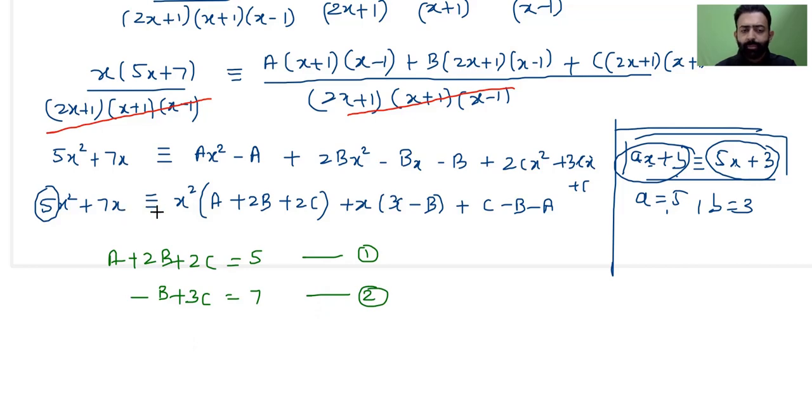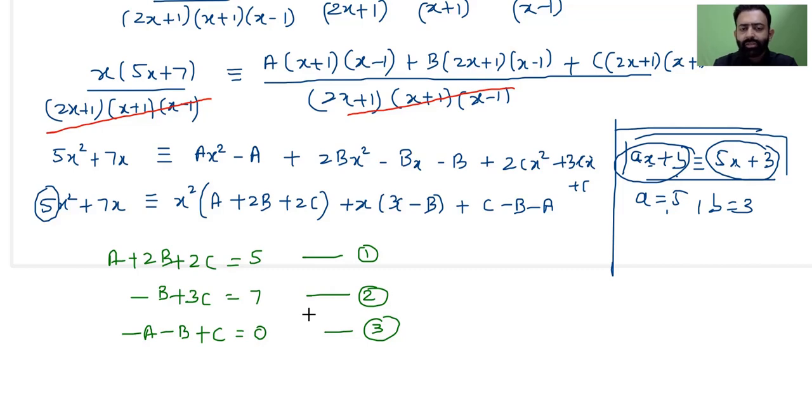And lastly, if I compare all the constants, in LHS the constant is 0 because there is no constant that is added. So we'll say it is 0, and in RHS it is c minus b minus a, right? So minus a minus b plus c is equal to 0. This is my equation number 3. So far so good, right? Okay, so now we have 3 equations and 3 variables. This can be solved easily, right?